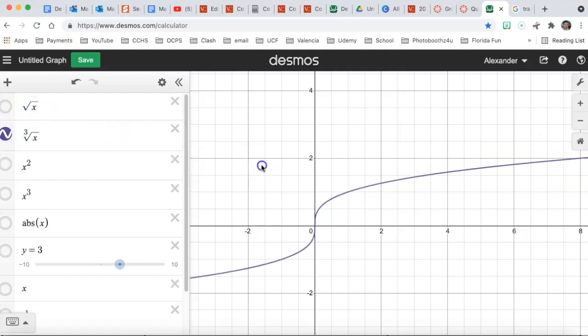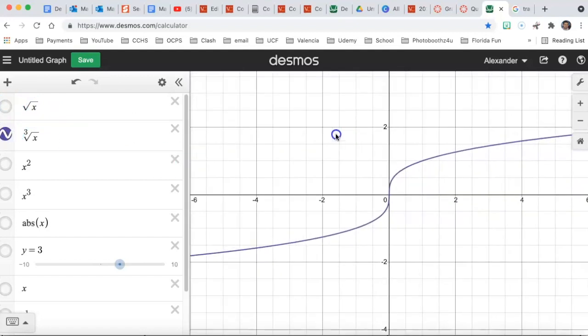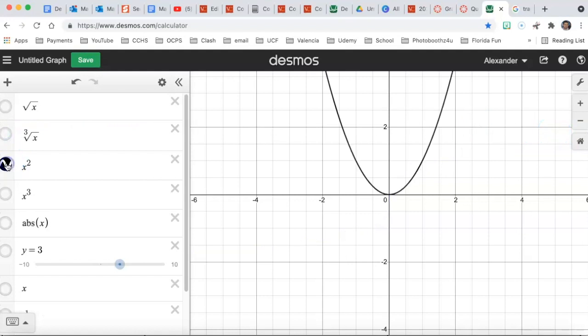Cube root. Here we go. My cube root goes to the left, goes to the right. I'm supposed to have an arrow there and an arrow there. So my graph goes to the left and goes to the right. Keeps going.